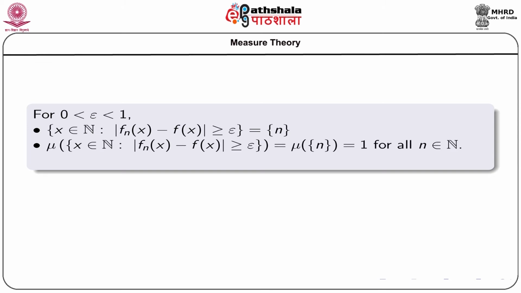So, mu of the singleton set {x belonging to N : |f_n(x) - f(x)| >= epsilon} is equal to mu of the singleton set {n}, and this is equal to 1 for all n belonging to N. And so, mu of this particular set does not tend to 0 as n tends to infinity, and consequently, f_n does not converge to f in measure. So, we have seen that in general convergence almost everywhere does not imply convergence in measure.